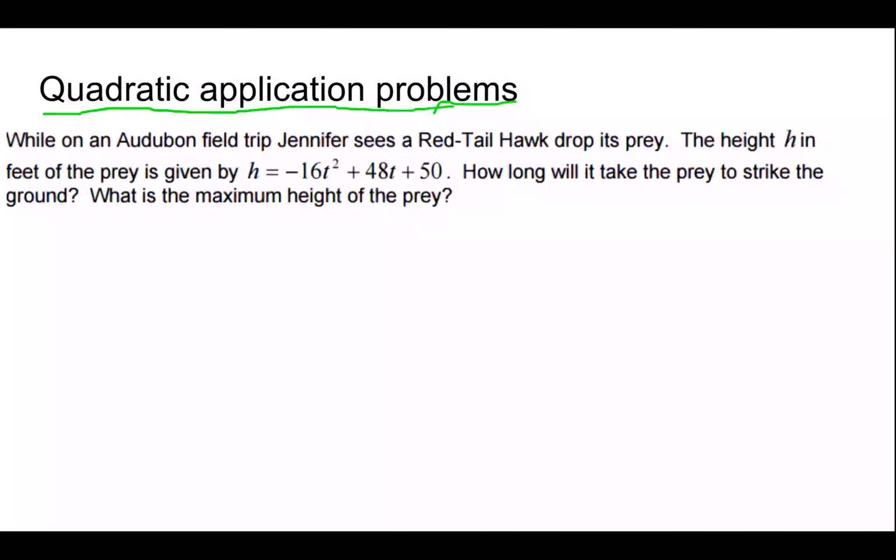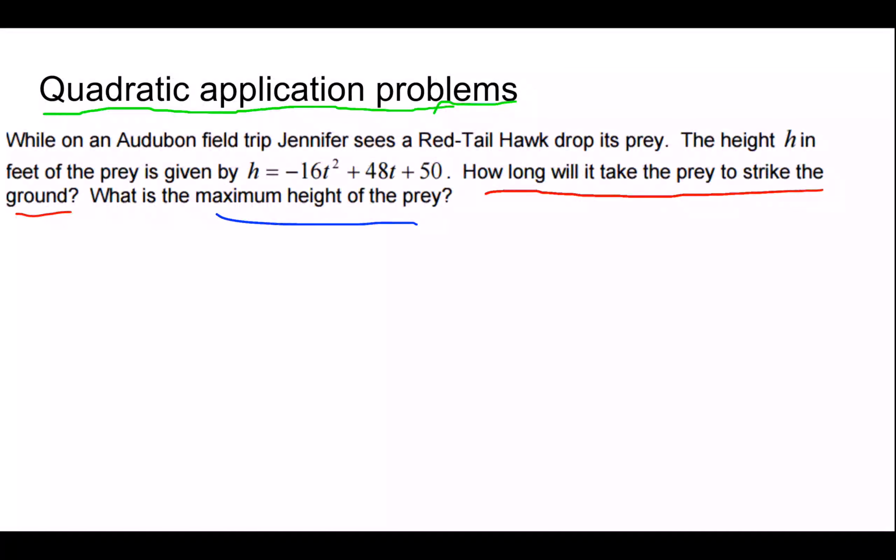It says, while on the Audubon field trip, Jennifer sees a red-tailed hawk drop its prey. The height of the prey in feet is given by this formula. They want to know how long it takes for the prey to strike the ground. They also want to know the maximum height.